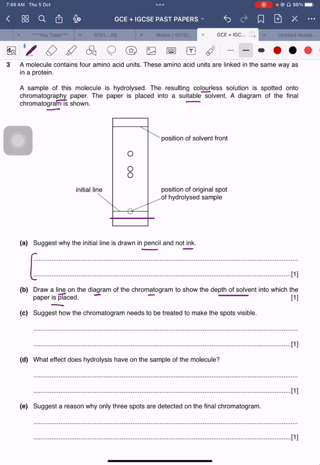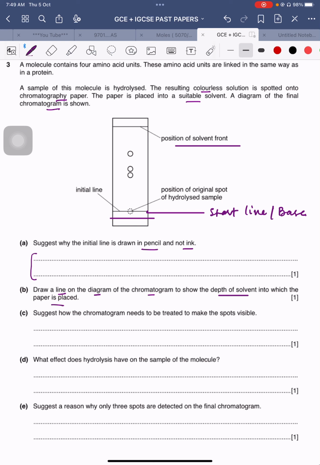Remember this thing, that this line should be below the start line. Here I'm mentioning it again. The top point is called the start line or the baseline. It is called the baseline. Whereas the position of the solvent front is the top line.